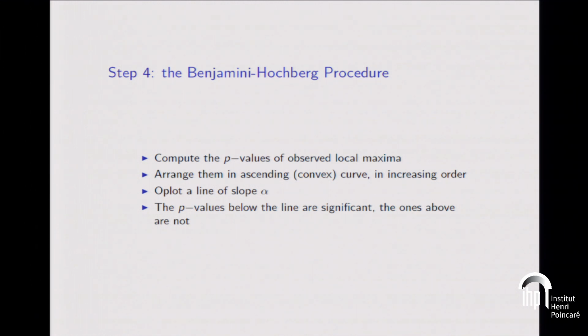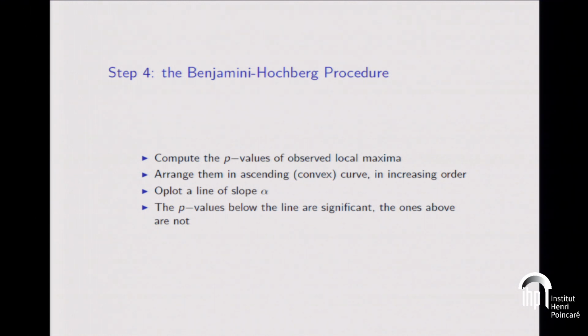Okay? Then you fix this alpha. How many false discoveries are you going to accept? 5%? Okay, then alpha is 0.05. And you draw a line with slope 0.05. Okay? Now, the two will cross somewhere. Okay? The values that are below the line, these are p-values that are really small. Then you say these must be point sources. These others can be small, but not small enough. Okay? And so you do not qualify them as point sources.